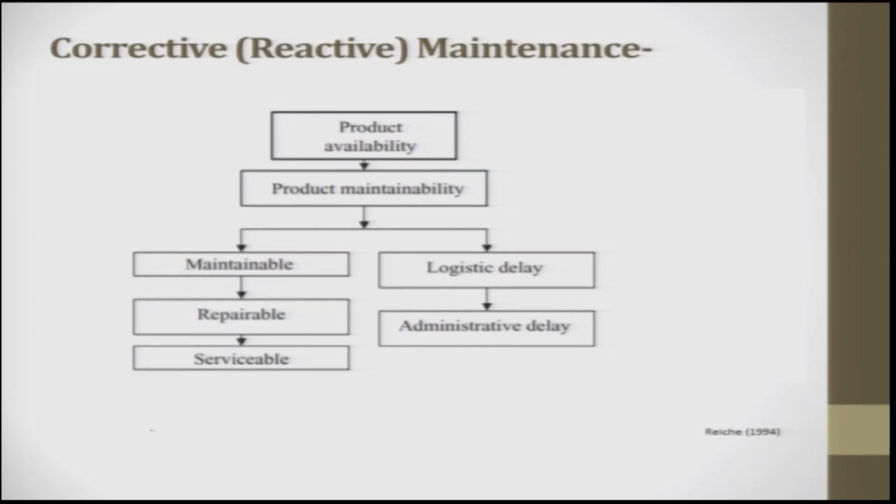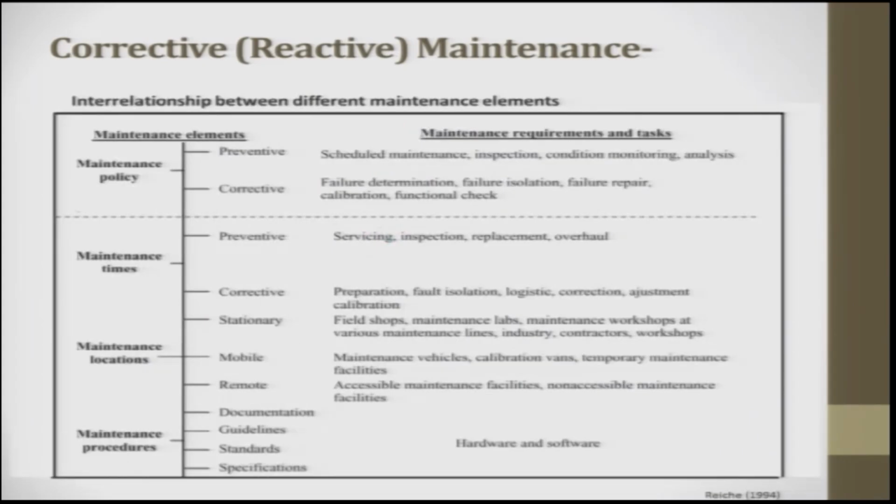So, the product availability, product maintainability and logistics delay. So, you have maintainability, repairability, serviceability. This is logistics delay and administrative delay. So, these are all factors of product maintainability. This is the interrelationship between the maintenance elements, which I dealt with three slides back.